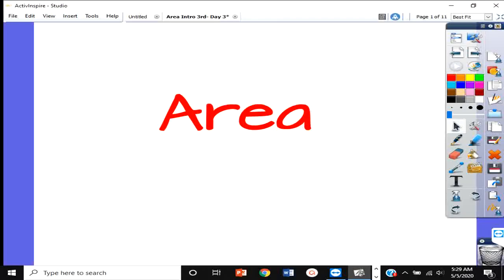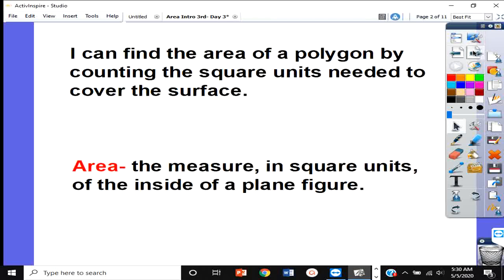Hi everyone. Today we're going to be exploring the concept of area. But before we begin, I want to take a look at our goal for the day. Our I CAN statement, or our goal for the day, is to find the area of a polygon by counting the square units needed to cover the surface. What exactly does that goal mean?